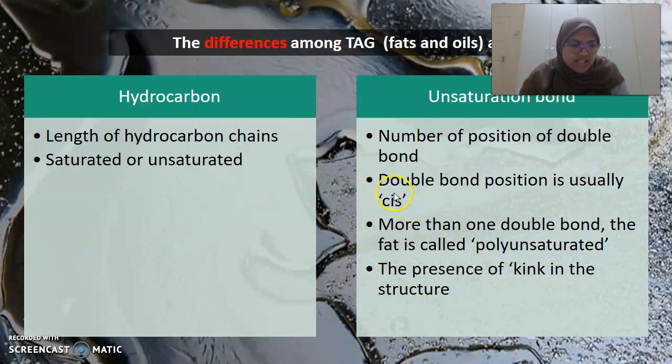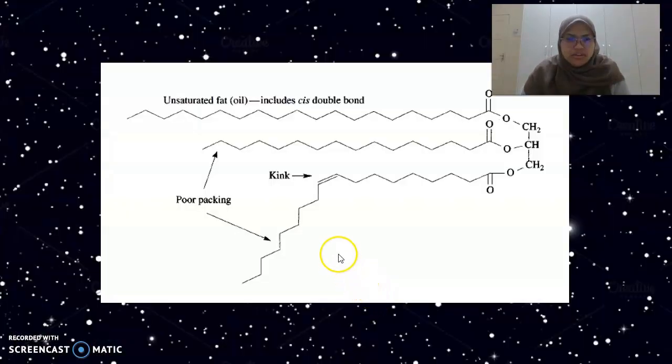We can see here it is normally cis, and if the chain includes more than one double bond, the fat is called polyunsaturated. This one is polyunsaturated. The presence of a double bond puts a kink in the regular zigzag arrangement characteristic of saturated carbons. We can see the example here. This is the kink. Because of this kink in the chain, the molecule cannot form a neat, compact lattice and tends to coil. So unsaturated triglycerides often melt below room temperature and are thus classified as oils.